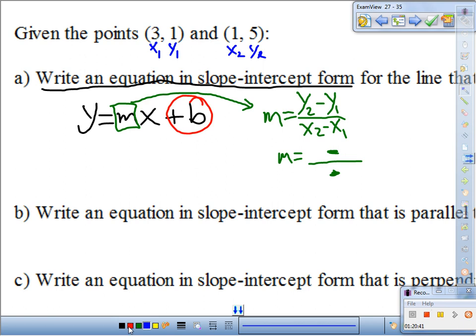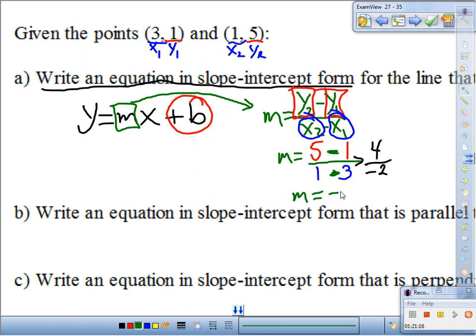All right, now that I have that, let's start substituting. Y sub 2 is 5. Y sub 1 is 1. X sub 2 is 1. And x sub 1 is 3. Let's simplify this. What is 5 minus 1? 4. What is 1 minus 3? Negative 2. If I simplify that, my slope is negative 2. Check on your study guide, hands if you got that. Okay, good.